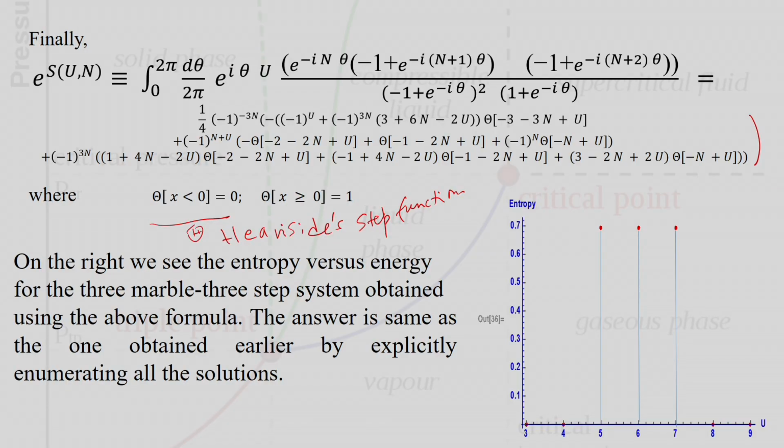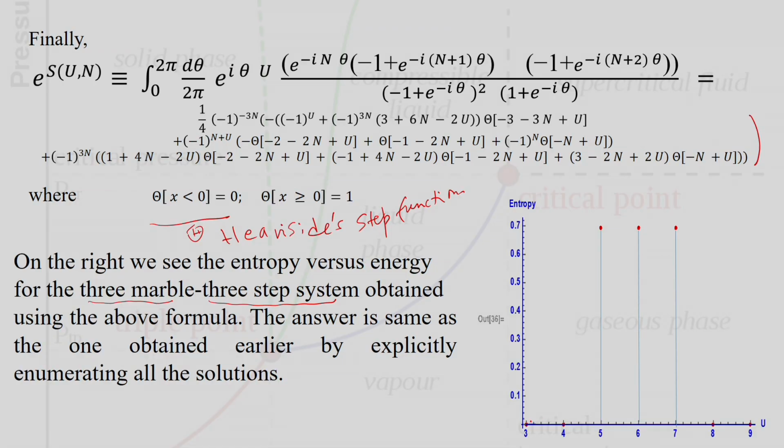Now, I am going to plot this, the total energy of the system versus entropy. I am going to specifically focus on the 3 marble example. I have already committed myself to studying 3 steps, and in addition, I am going to say that there are 3 marbles. For this 3 steps, 3 marble system, we explicitly listed the solutions by hand some time back, and at that time we got this plot.